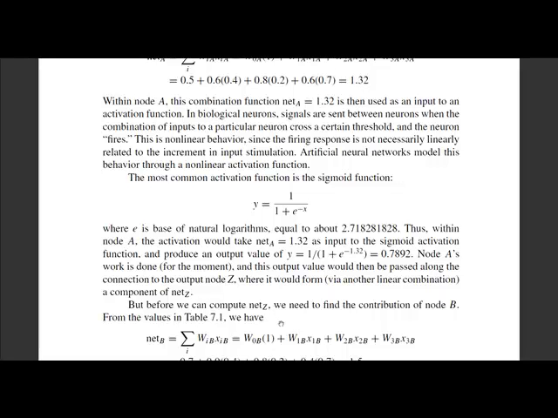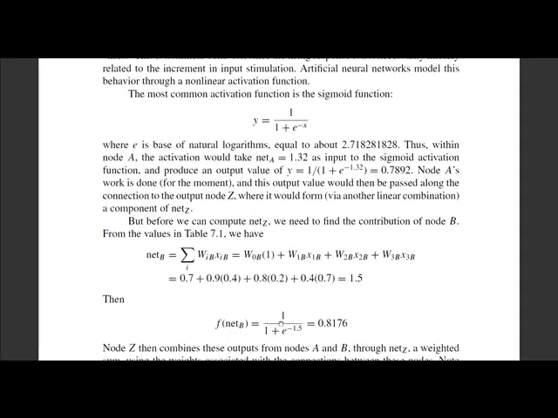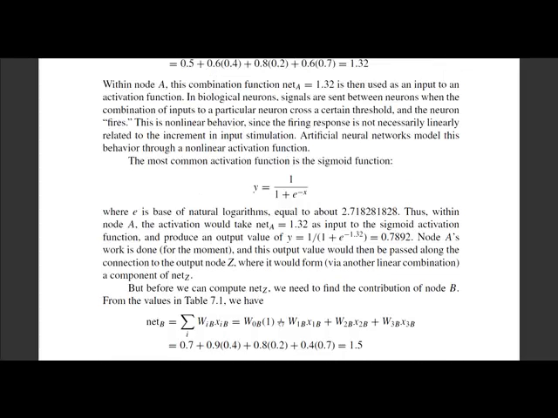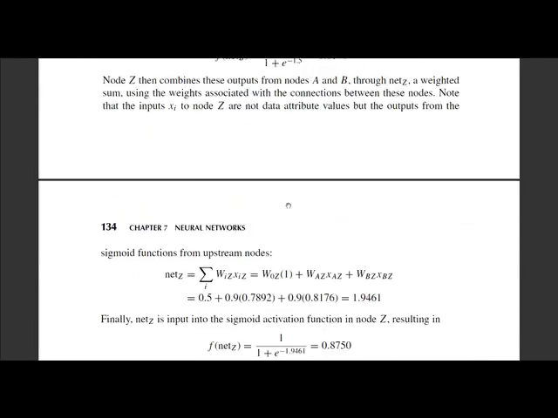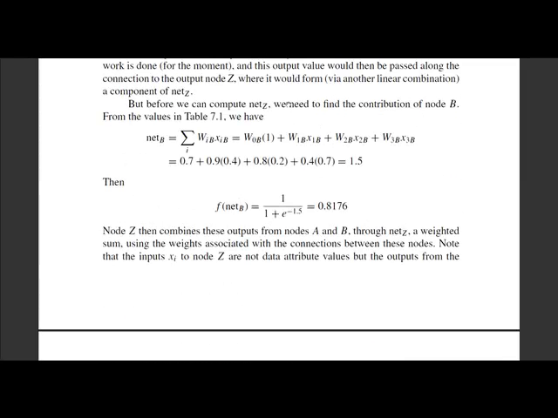But before we can compute net sub Z, we need to find the contribution of node B from the values in table 7.1. So we go back to those values again. And if you want to go back, you can see them here. Go back to these values, and you can do a new calculation. You get the same kind of calculation, and that's going to be 1.5. That's the input into B, and then we have to take that input and put it again into the sigmoid function to get its output, and it turns out to be that.